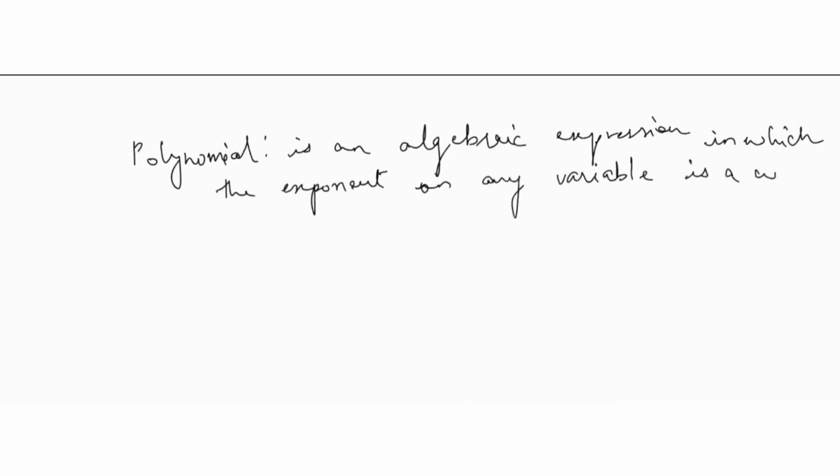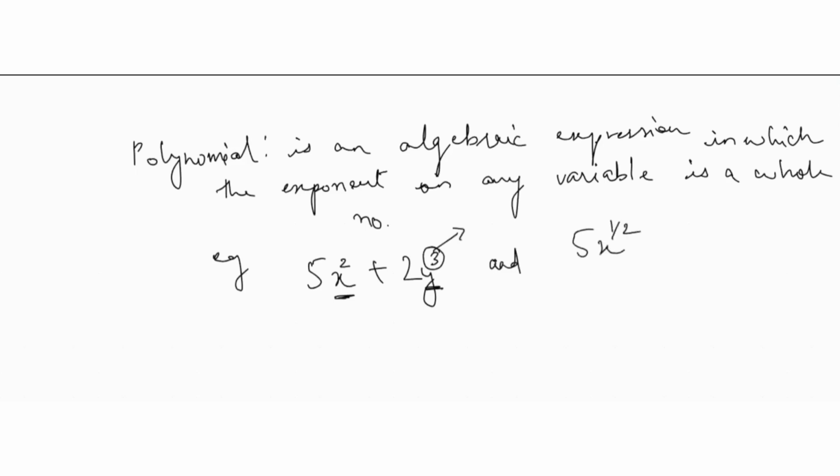Okay, so what do we understand by this? For example, I have an expression like this. The variable here will have an exponent that is a whole number. That means it can be 2, it can be 3, it can be 1, it can be 4, 5, but the exponent is going to be a whole number. It cannot be a fraction. We cannot write it as 5x to the power 1 by 2. So that's not a polynomial. The power, the exponent, should be a whole number.